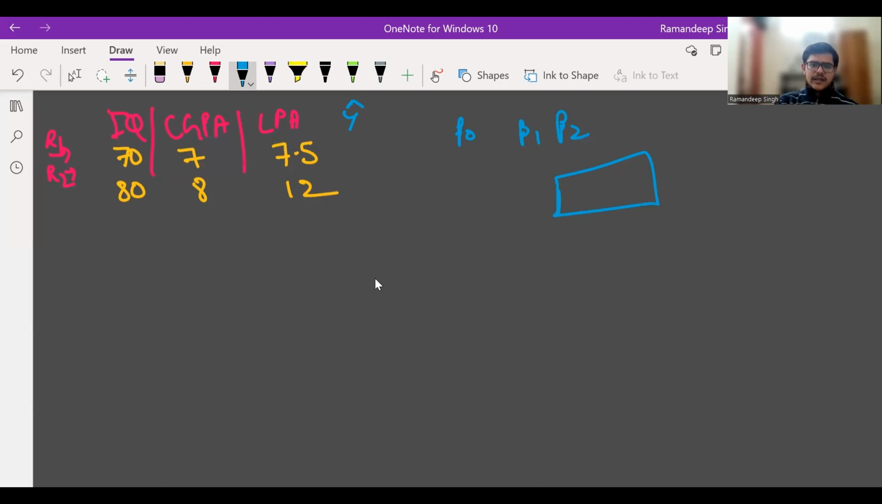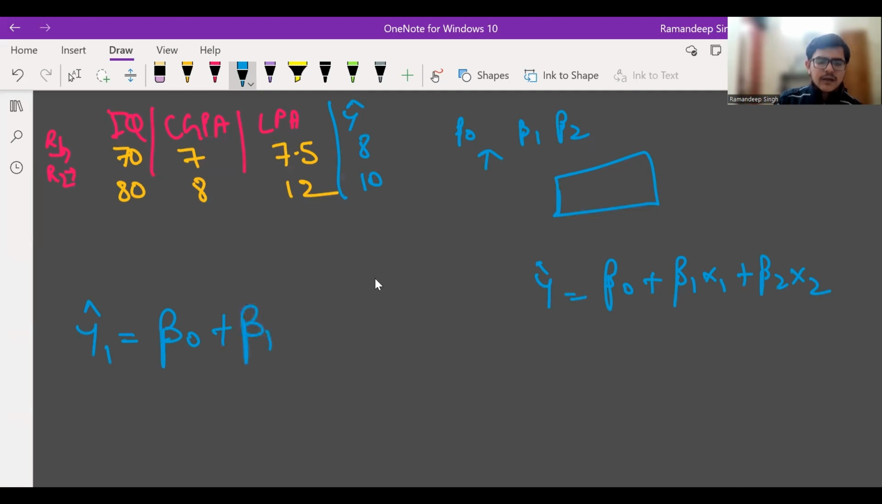And making my plane, right? So when I pass the values 70 and 7 into the equation y hat equals beta 0 plus beta 1 x1 plus beta 2 x2, I will get a prediction, and that prediction might be 8 LPA. This might be 10 LPA, right? So what is happening here is that for row 1, my prediction is y1 equals beta 0 plus beta 1 x11 plus beta 2 x12. These betas will be the same for all my rows, helping in predicting all my rows, but what will change is the x value.